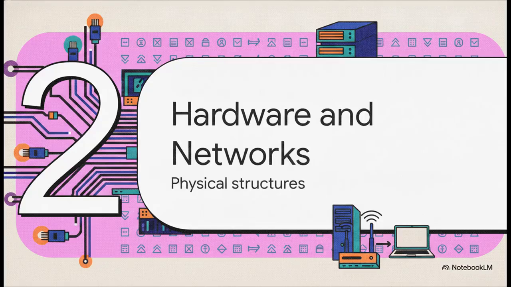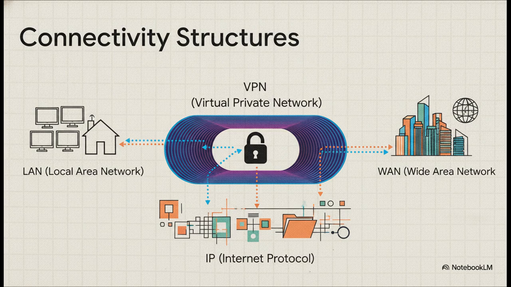Moving right along to Section 2, Hardware and Networks, the physical and local structures. So to really grasp this ecosystem, we have to look at how our devices actually talk to each other, building from the ground up. It starts locally with a LAN, a local area network. That's the localized setup you'd find in a single office or a building. But when operations need to scale across a city or the globe, that local setup relies on a WAN, a wide area network, to bridge that gap.